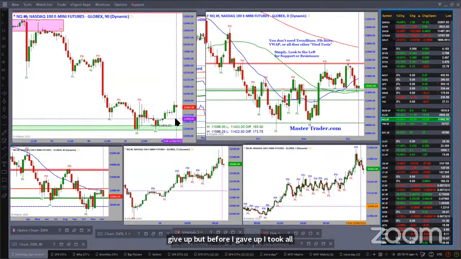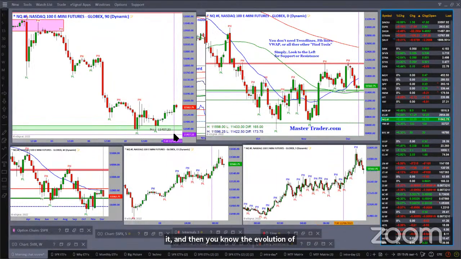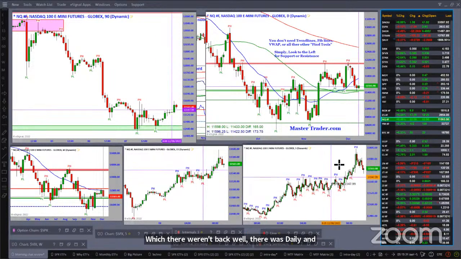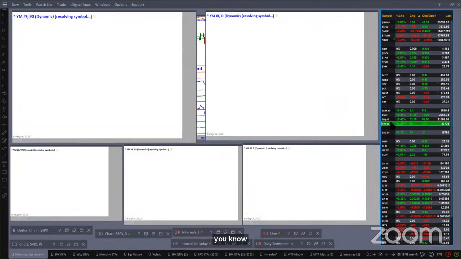And I said, oh my God, it's probably like the first paragraph I read in some book about support and resistance. That's it. And then the evolution of understanding multiple timeframes, which there weren't back then. Well, there was daily and weekly, monthly. There were no intraday back then. So it's just putting together a method that revolves around simple concepts. It doesn't guarantee that everything works every day. That's just not there. But simplicity brings consistency, and you just have to follow it.